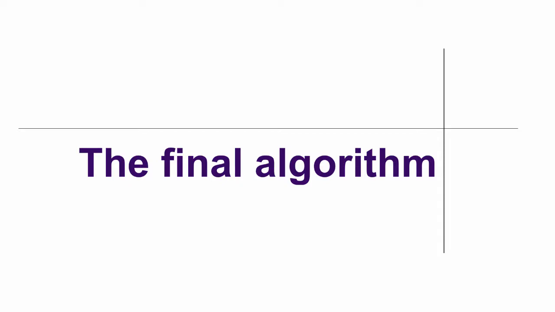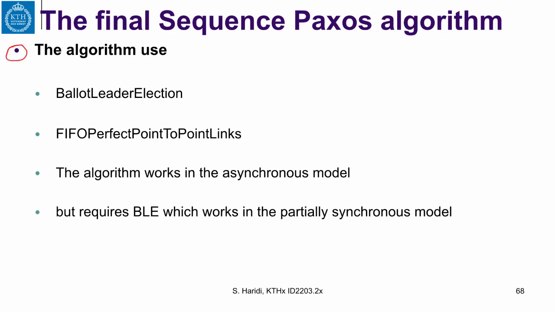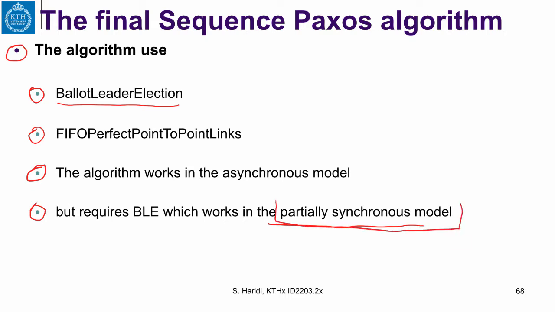We are now in a position to present the final algorithm. The algorithm uses a ballot leader election that we described in the previous lecture, and it uses FIFO perfect point-to-point links. The Sequence Paxos algorithm itself works in the asynchronous system model, but it requires the ballot-based leader election, which will satisfy its properties only in the partially synchronous model.